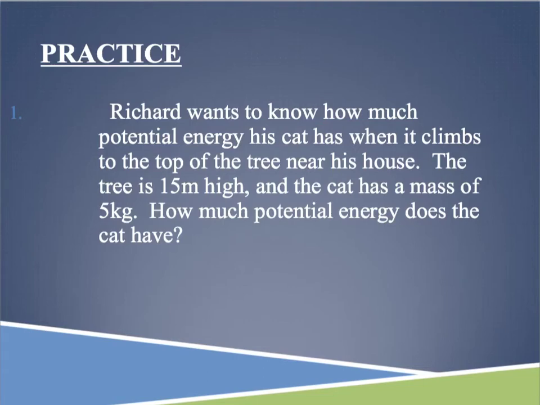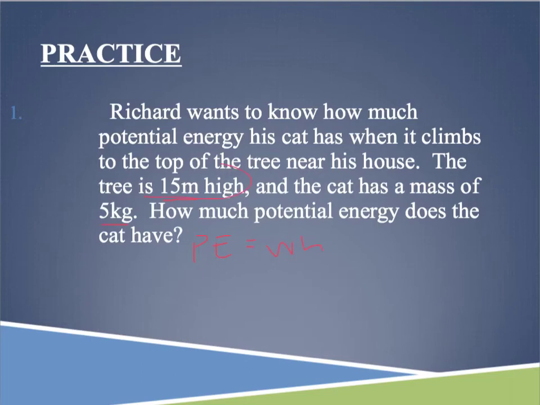So here's our first practice problem. It says Richard wants to know how much potential energy his cat has when it climbs to the top of the tree near his house. The tree is 15 meters high, and the cat has a mass of 5 kilograms. How much potential energy does the cat have? First thing we want to do anytime we have a word problem is write out our equation or formula we can use. And so right now we're going to use weight times height.